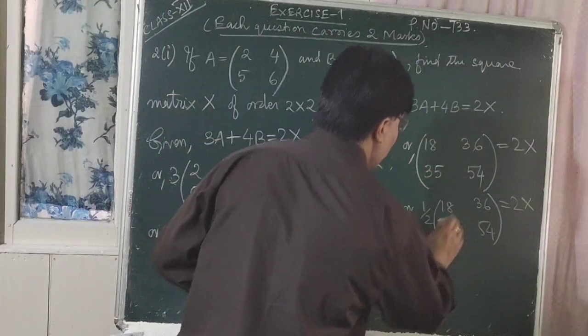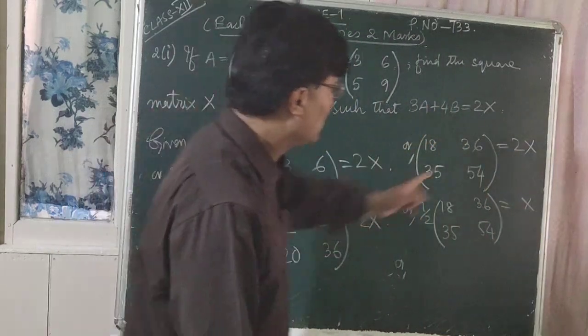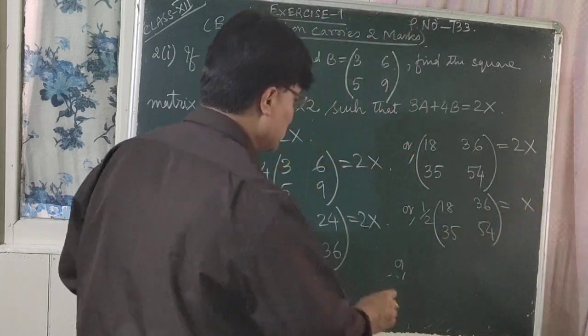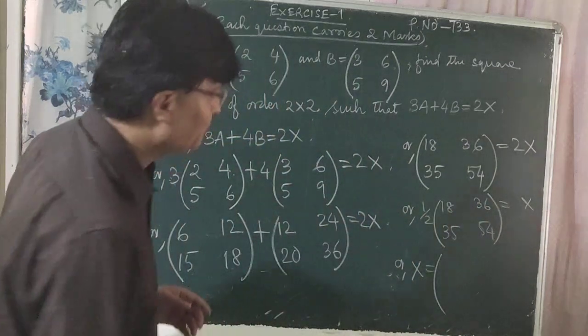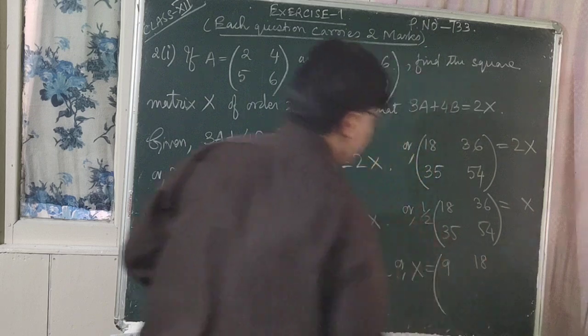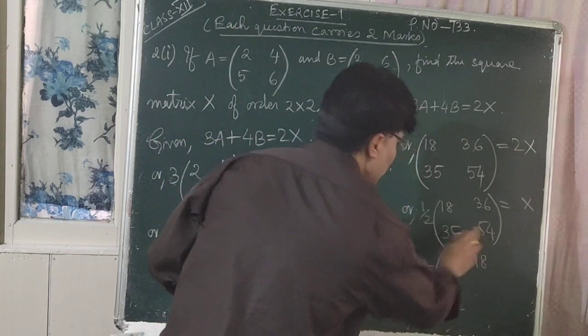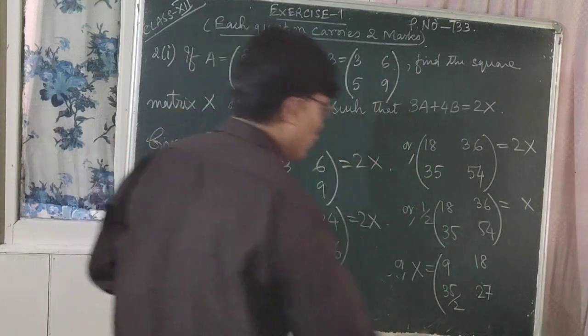So this is x only, because 2 is taken to the left hand side, isn't it? This 2 is taken to the left hand side, it becomes half. So this is only x. So what is x equal to? x is equal to multiply all the elements by half here. So half into 18, that is 9. Half into 36 is 18. And half into 35 is 35 by 2. And half into 54, that is, 2 2s are 4, 2 7s are 14.